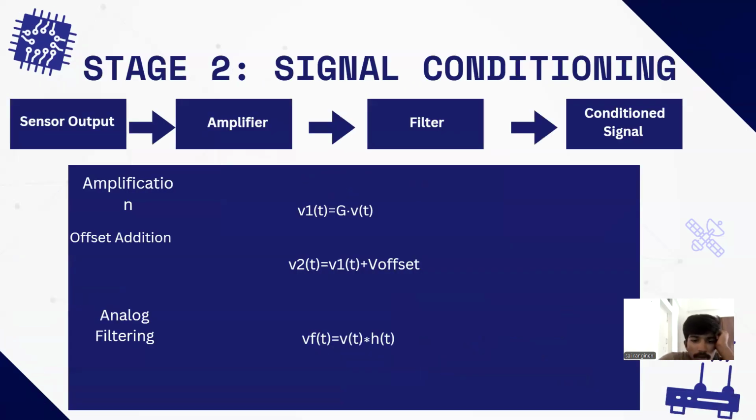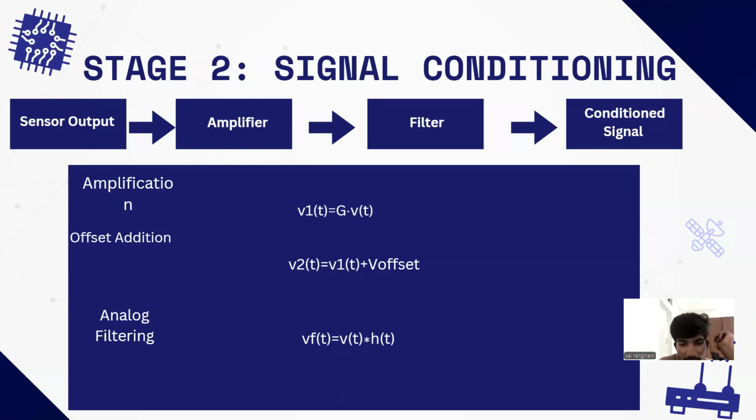Now we're going to stage two, signal conditioning. After the sensor, the signal is usually weak and noisy. So before converting it to digital, we prepare it. The first operation is amplification: V(t) = G × V(t). If the sensor output is 0.2 volts and the gain is 5, the amplified signal becomes 1 volt.